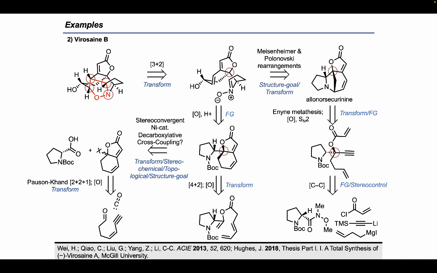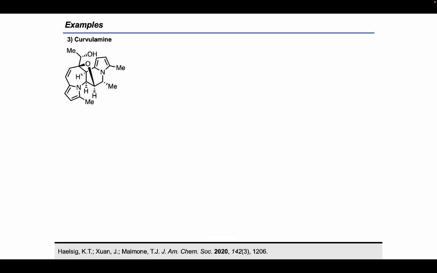I encourage you to check out the Wei synthesis of viroallosecurinine B cited below, which recognized and executed this lovely route, and notice the tactics they applied to overcome the regio control issues encountered in the E9 metathesis reaction. Curvulamine provides a third example for analysis.